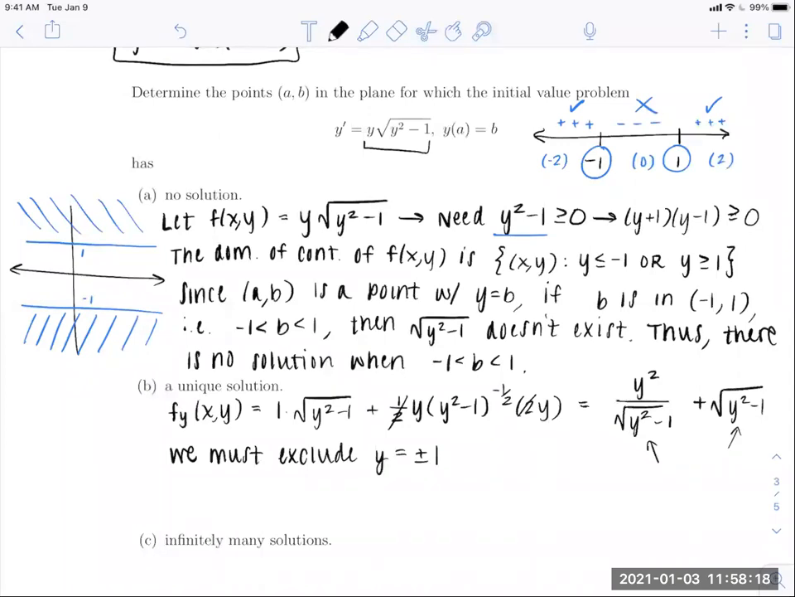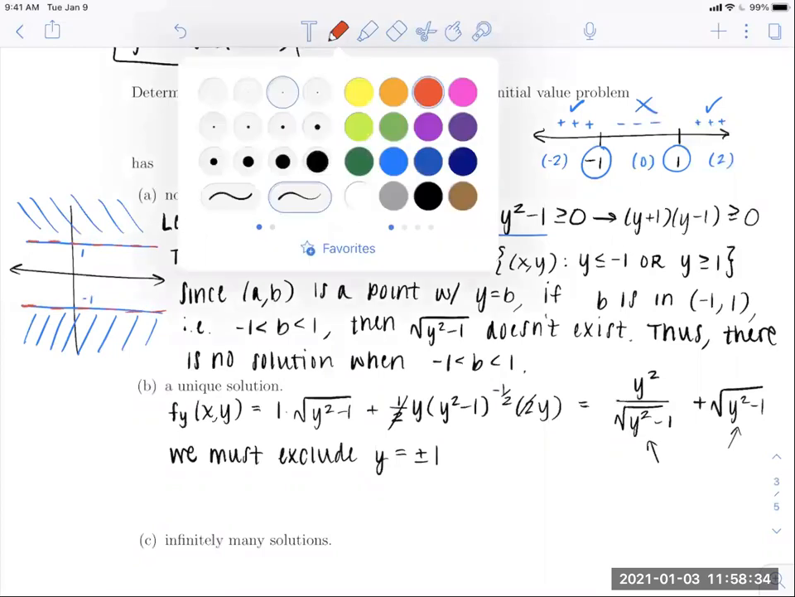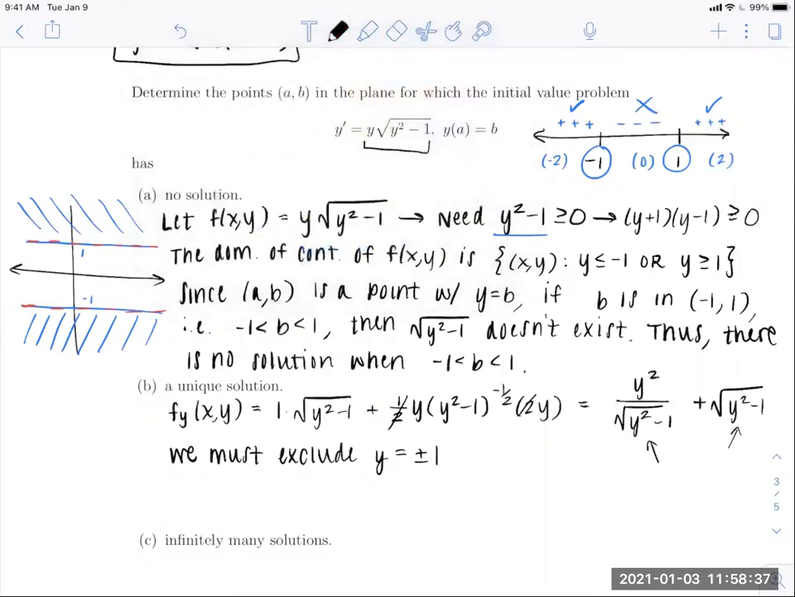All right. So as a result now, we need to put dashed lines along here. Those are not included for the domain of continuity of the partial. So here again, as long as we are above the upper dashed line or below the lower dashed line, we're in business. So we have a unique solution for any b values that are in negative infinity to negative 1 open, union open 1 to infinity.